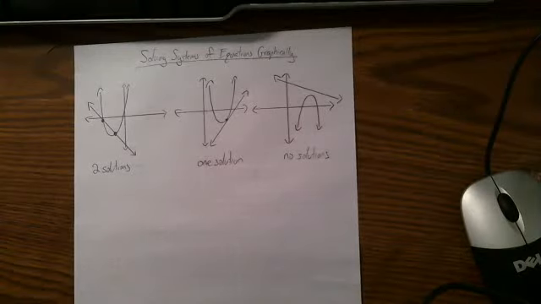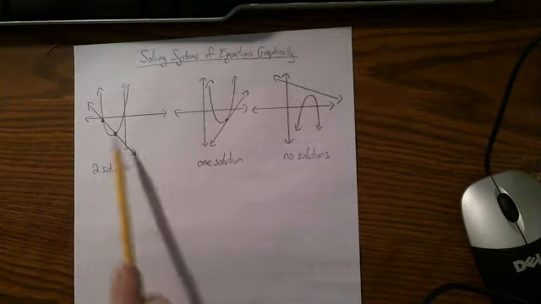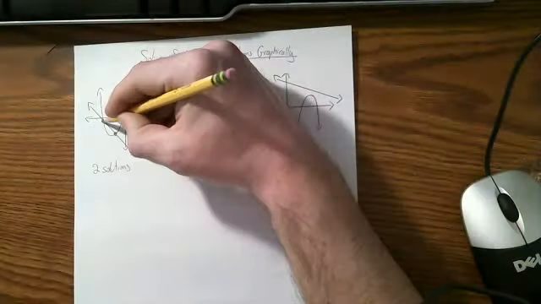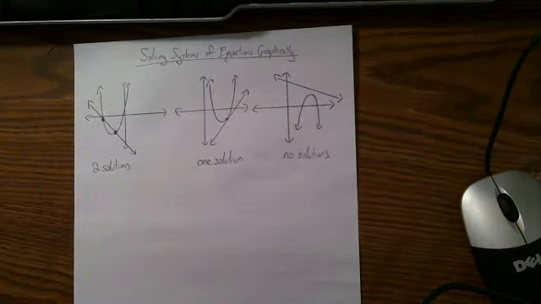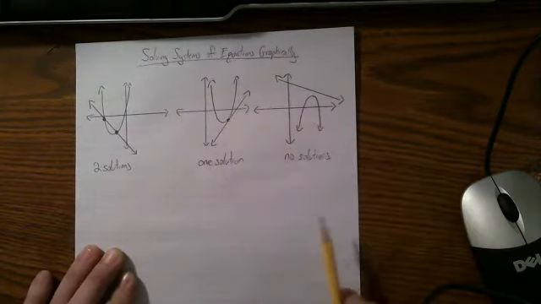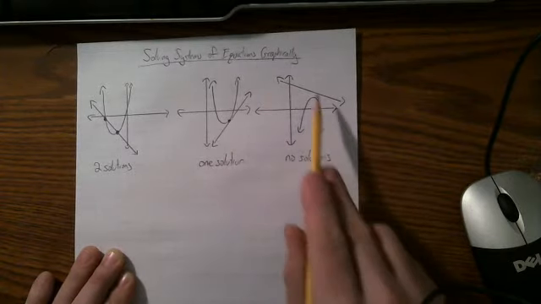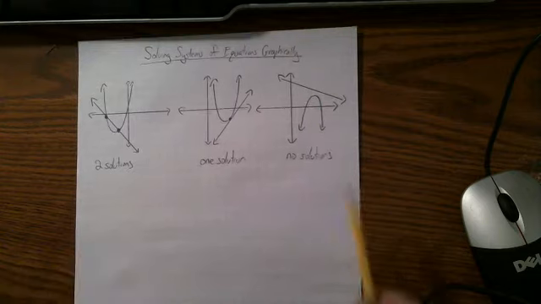Alright, today we're going to solve systems of equations graphically now. There are three possible scenarios here. You can have two solutions, which means the quadratic and the linear cross twice and have two intersection points. You can have one solution where the quadratic and the linear only touch once, and you can have no solutions where the quadratic and linear will never cross one another.